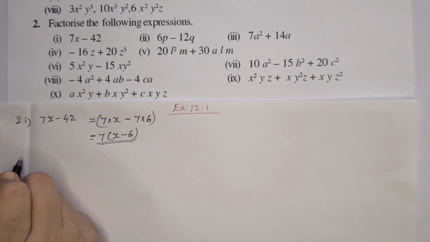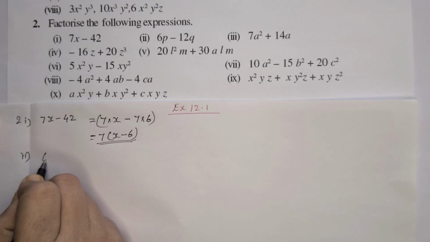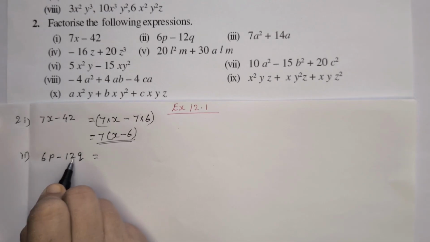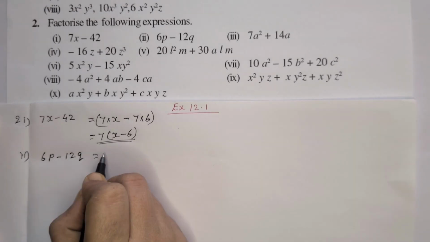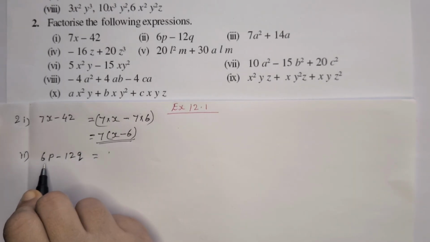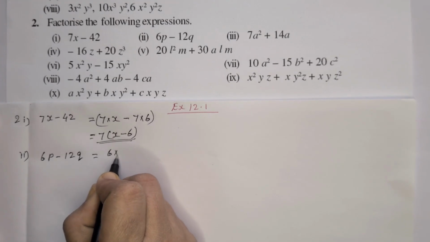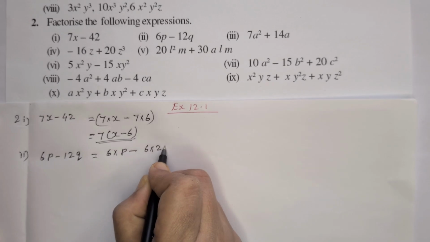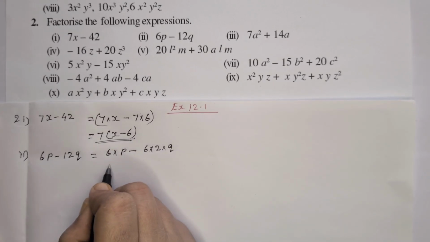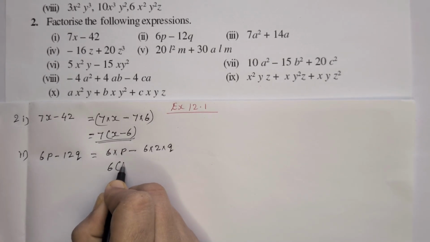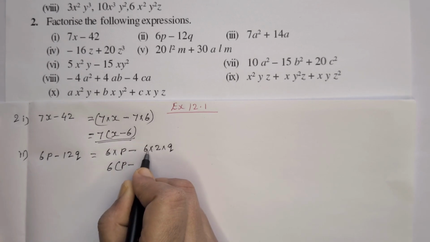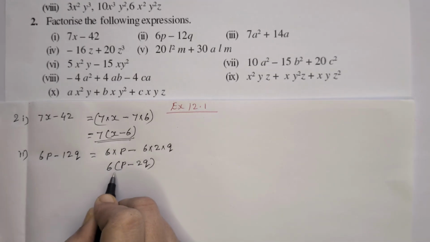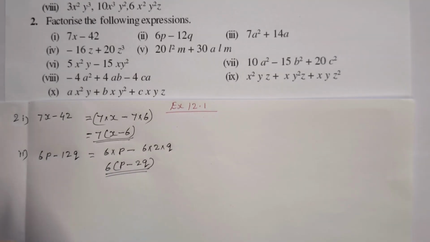Next, second one, 6p minus 12q. Here also 12 is a multiple of 6. So we can write the second term in terms of 6. 6p, that is 6 into p, minus 12, that is 6 into 2, into q. From there we can take 6 as common. p is remaining, minus, here when we are taking 6 as common, 2q is there. So 6 into p minus 2q.